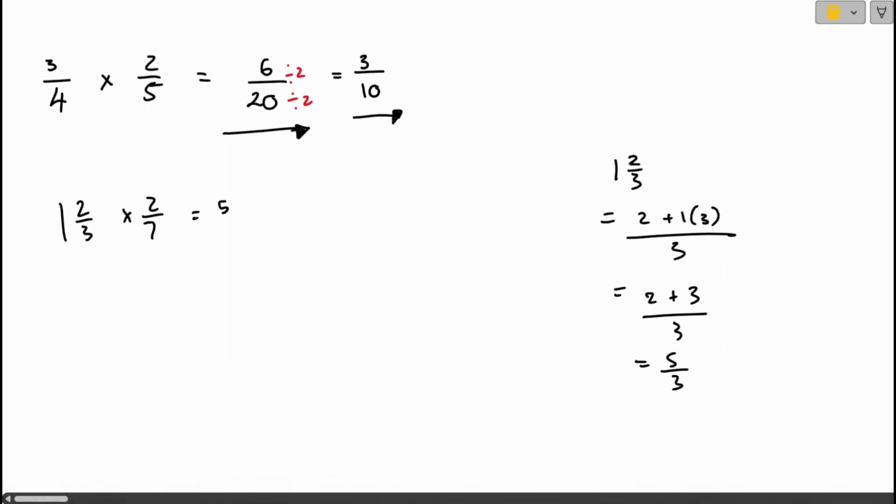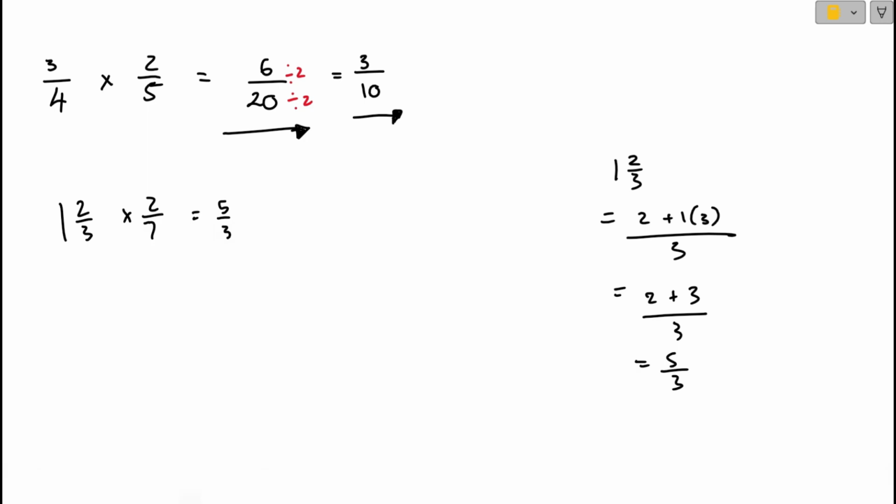Right, so let's rewrite this entire equation over here. Okay, cool. So now let's multiply them. Denominator with denominator. 3 times 7 will give us 21. And 5 times 2, which are the numerators, what will that give us? That will give us 10. Can I further simplify them? No, I cannot, because we have an odd number and an even number, so we cannot simplify them.